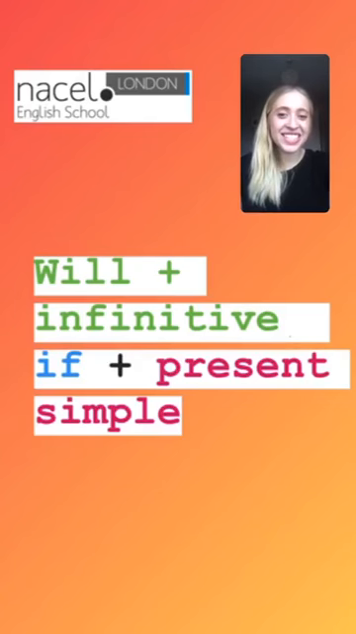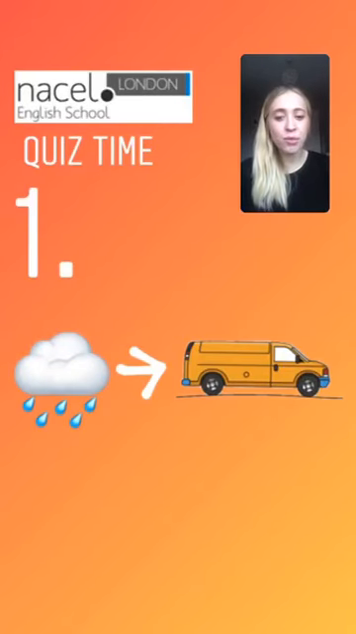I have 3 questions, and I want you to give me the first conditional sentence. Okay, so number 1, you have a picture of a rain cloud, and a car. I'd like you to give me 2 first conditional sentences, one starting with if and one starting with will. I'll give you a few seconds here to write your sentence.